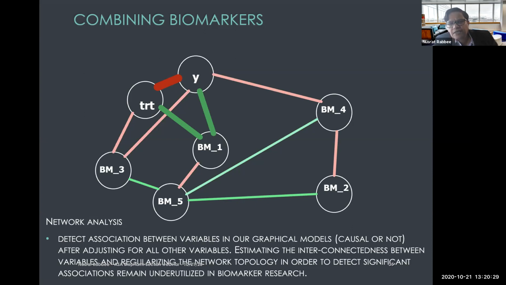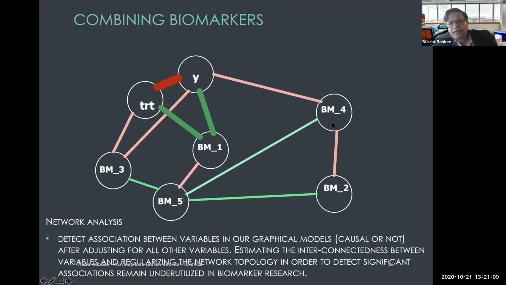But what is the edge? The edge is a statistical quantity, like correlation or partial correlation, which is the one I prefer. And the nodes are variables, so random variables like treatment, or Y could be change in a score, change in disease at age 1. BM1 could be change in biomarker at year 1, and so on. So it detects the association between variables, and the thickness is the strength of that partial correlation. The bigger it is, the thicker. And the color denotes the direction.